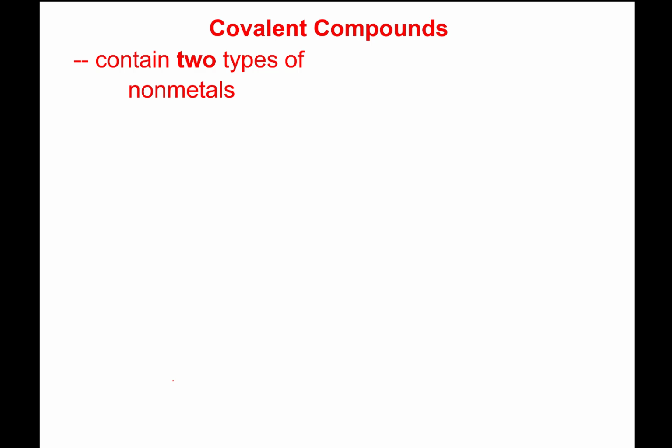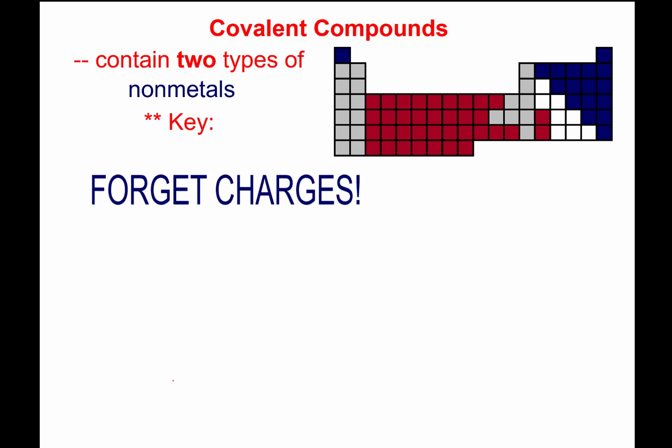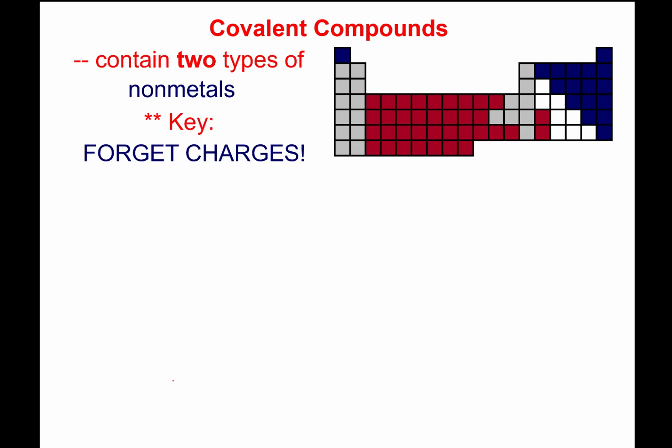Remember that ionic compounds had a cation and an anion. Covalent compounds have 2 types of nonmetals. So recall that our nonmetals are in blue on the periodic table. And what's really important here is that we don't need to worry about any charges. In fact, doing covalent compounds, naming and formulas are a lot easier than ionic compounds. So you'll be happy about that.